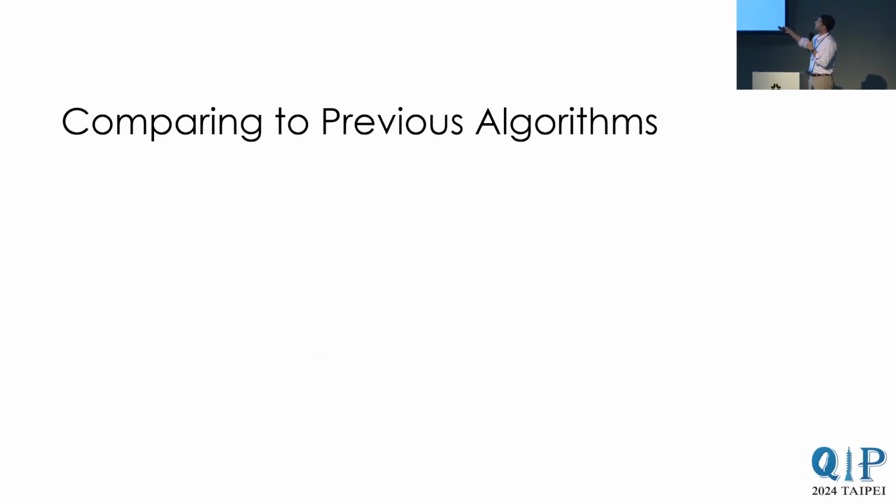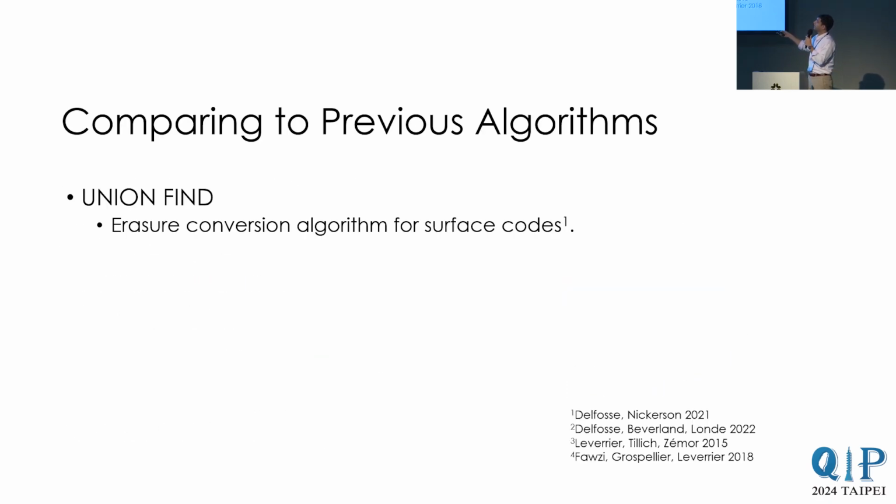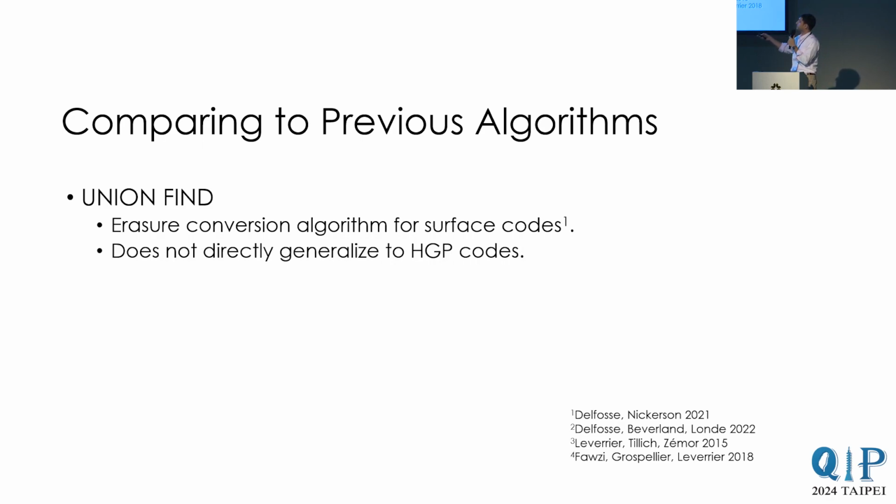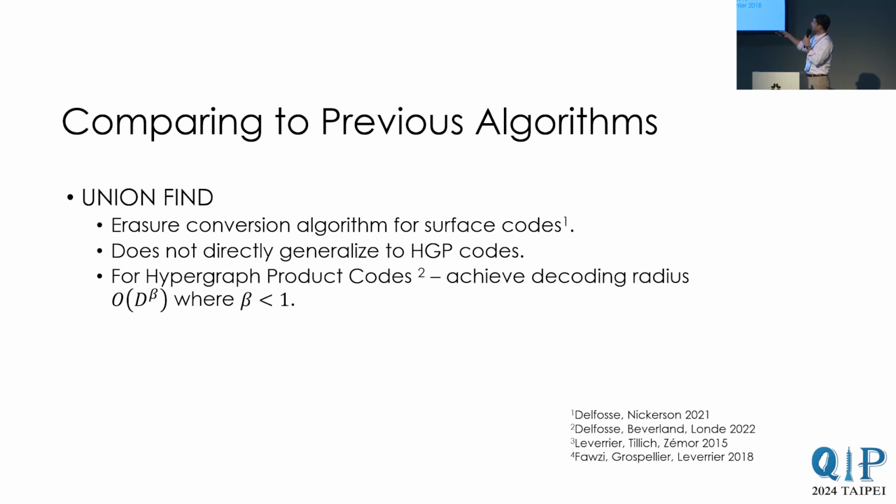Okay, so with that, let me also quickly compare the previous algorithms. When I talk about an erasure conversion algorithm, of course, the first one that comes to mind is union find. This was, in a similar spirit, an algorithm that converted Pauli errors into erasure type errors for the surface code. But this algorithm unfortunately doesn't directly generalize to hypergraph product codes. And Delfosse, Beverland, and Tremblay found that it was unable to correct errors of weight up to the distance. It only corrects errors of weight up to d to the beta for some beta strictly less than 1. So in contrast, here we can achieve d to the beta.